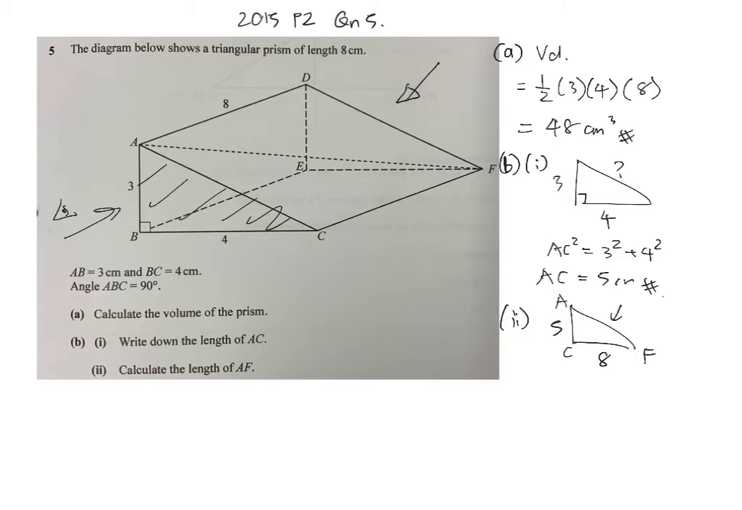So therefore AF must be, again by Pythagoras theorem, 5 square plus 8 square, and hence AF must be 9.43, rounded off to 3 significant figures. Okay, done.